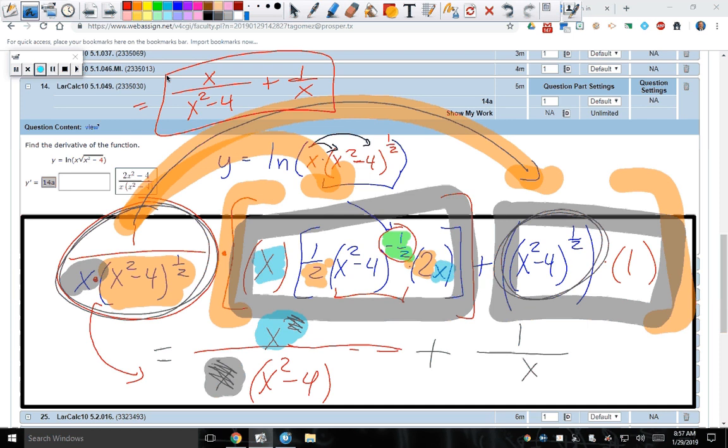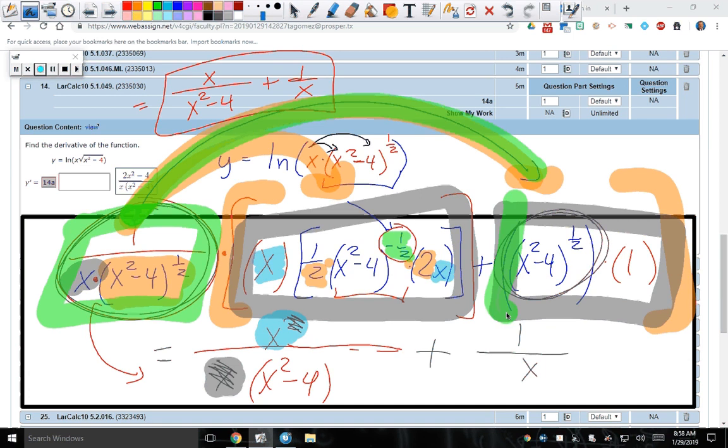Didn't you already cancel out that x squared minus 4 to the negative 1/2 in the denominator? Because when you got that 1 over x, you're saying the x squared minus 4 to the negative 1/2 times the x squared minus 4 to the 1/2 already cancel. So let me highlight it even more. This distributed with this. Do you see how this is in the numerator and this is in the denominator? Those will cancel. So what's left is 1 over x.